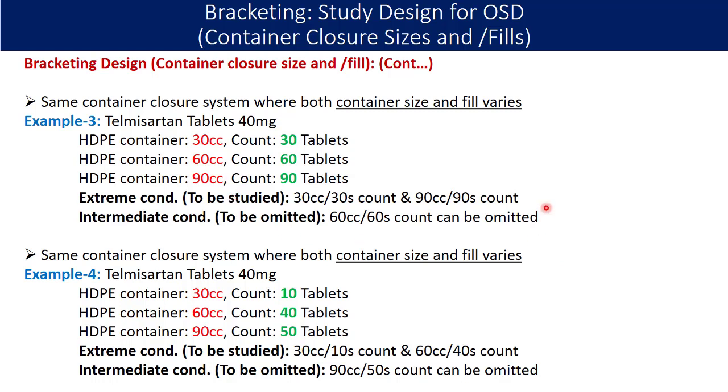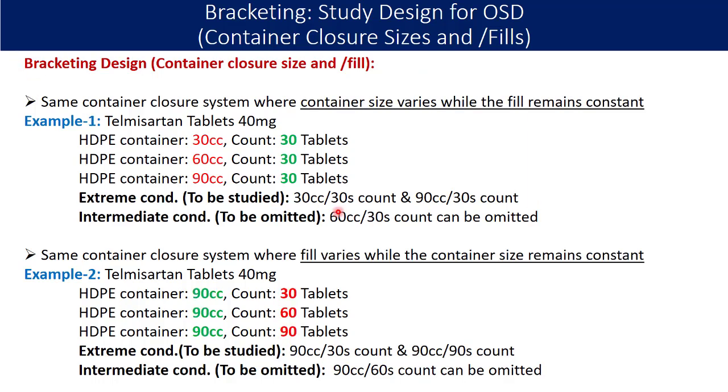Alright, so now you must have understood why the 30 cc with 30 count and the 90 cc with 30 count are considered as the extreme condition, and why the 60 cc and 30 count is considered as an intermediate condition, and is omitted from the stability testing. Let us now talk about example number two, or the second situation.